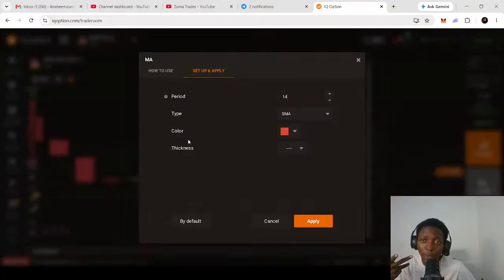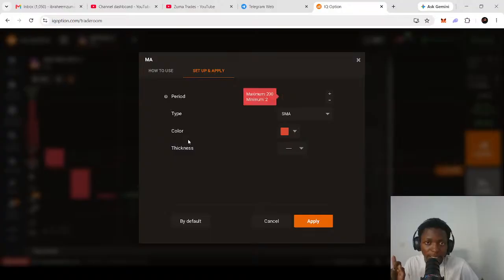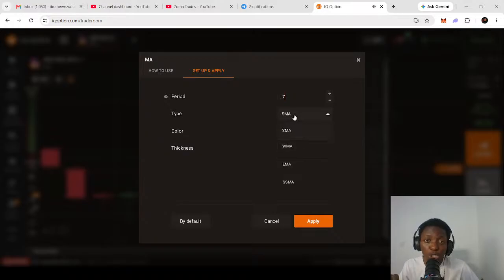Now we want to use two different moving averages, right? There's moving average 7 and there's moving average 14, and we want to start by putting the moving average 7. So we just delete the period 14. This is the period, so we change it to 7. So the period is 7. This is our first moving average. We want to change it from simple moving average to exponential moving average, which is EMA.